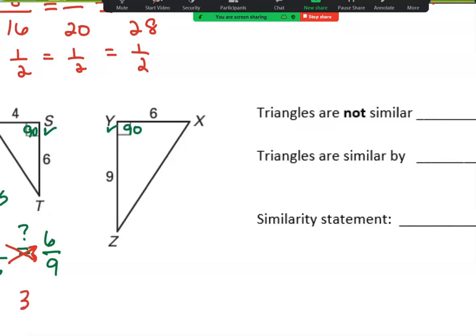So 4 times 9 is 36. Does that equal 6 times 6? That's also 36. That checks. The triangles are similar by side, angle, side. Now I have to write my similarity statement. So I'm going to go down the small to the angle in common and then up the second valued side. And that's similar to go down the small to the angle that they have in common and then up the other known side. And that's my similarity statement.